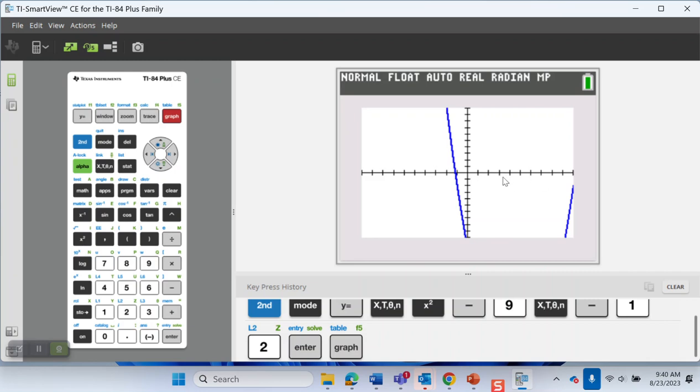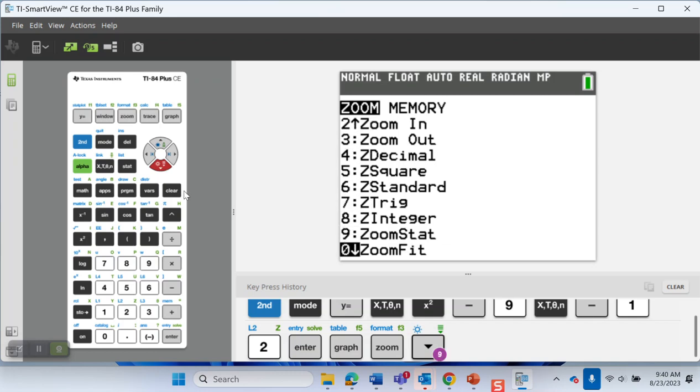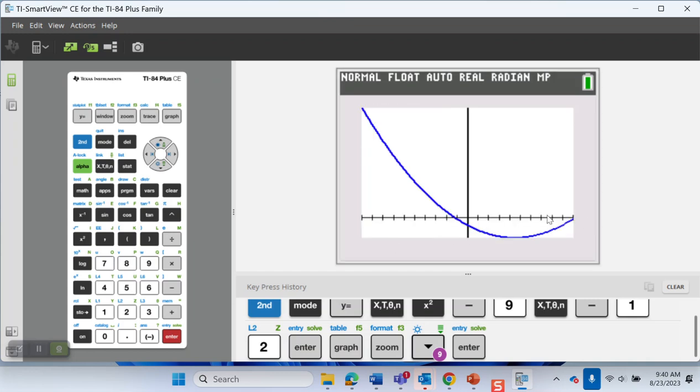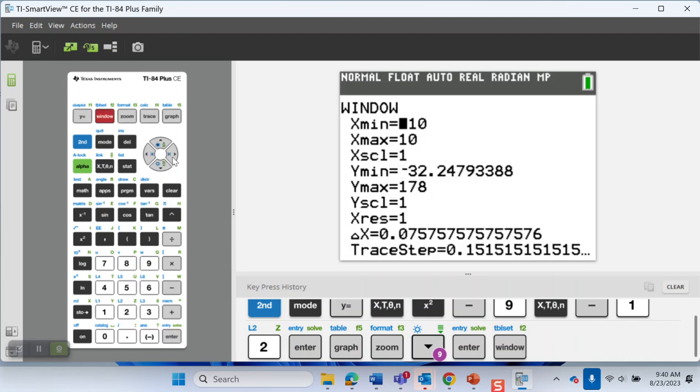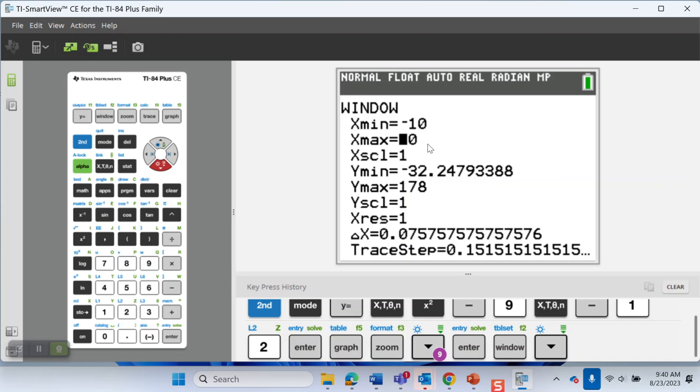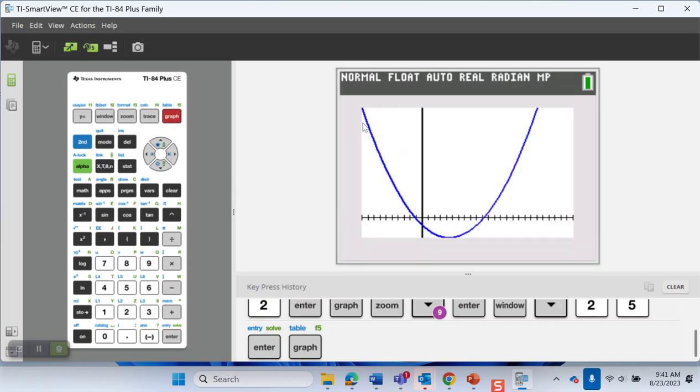If you cannot see the entire graph, you can go to zoom, okay? And then I like to go to one called zoom fit, okay? Zoom fit, you cannot fit the entire window, and it's a little bit cut on the right side. So you can go to the window and adjust a little bit. Maybe I want to maximize the X width, like I said, 25 instead of 10, okay? And now it gives you the entire pretty graph for this parabola, all right?